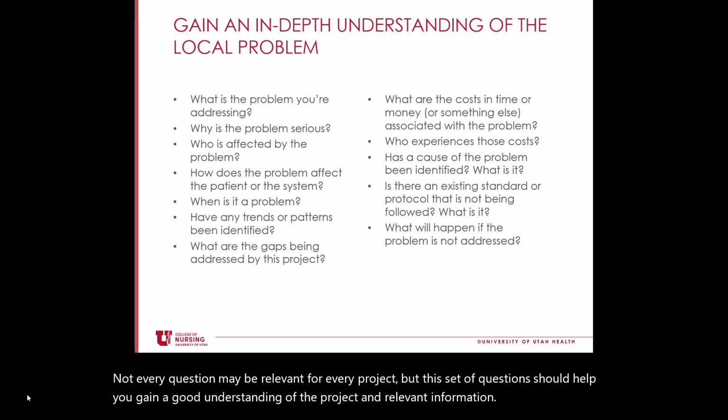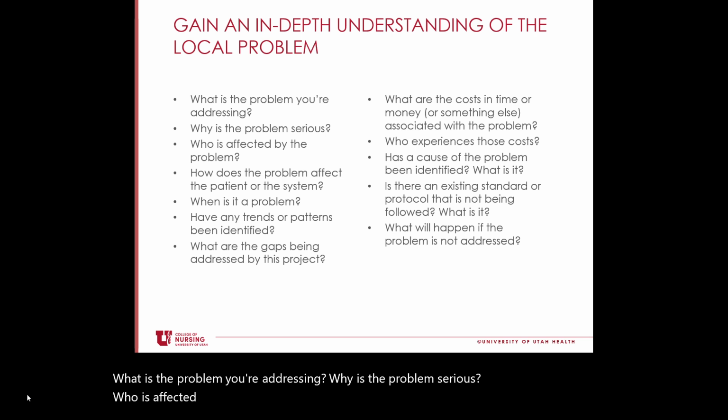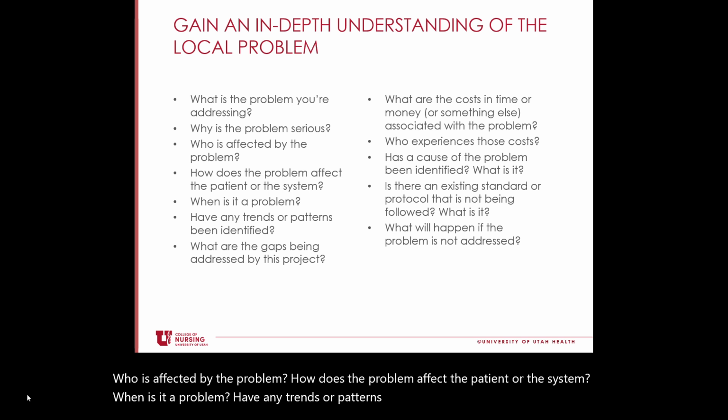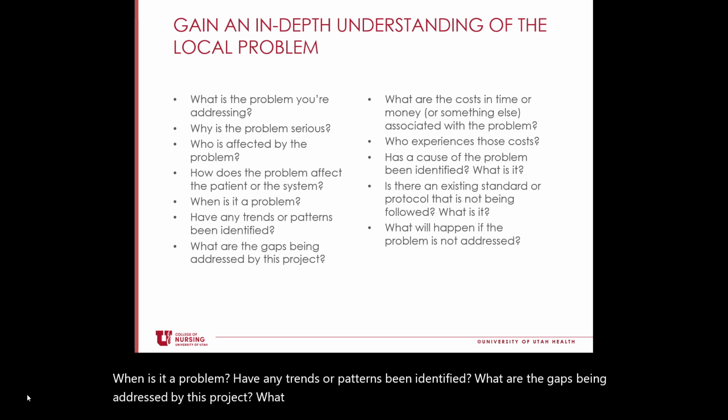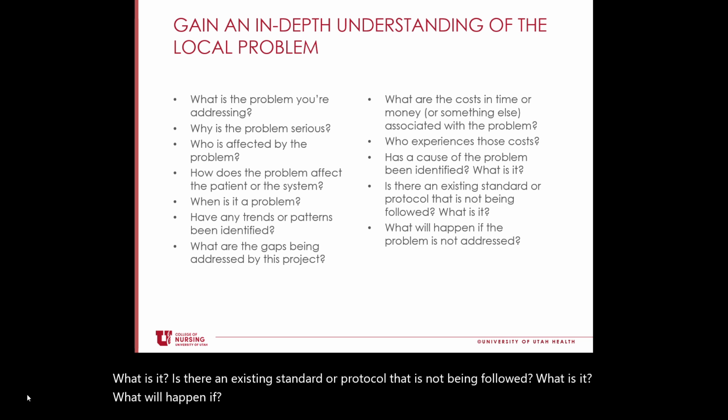What is the problem you're addressing? Why is the problem serious? Who is affected by the problem? How does the problem affect the patient or the system? When is it a problem? Have any trends or patterns been identified? What are the gaps being addressed by this project? What are the costs in time or money, or something else, associated with the problem? Who experiences those costs? Has a cause of the problem been identified? What is it? Is there an existing standard or protocol that is not being followed? What is it? What will happen if the problem is not addressed?